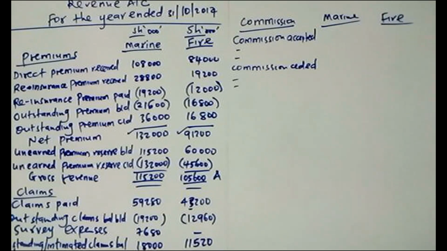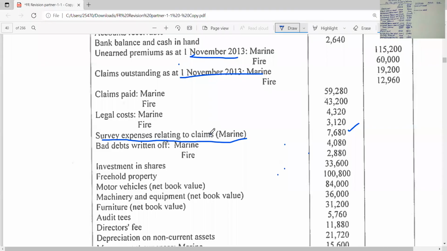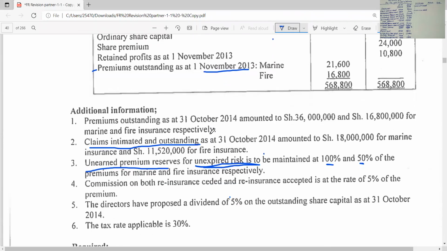Which means that it would be based on the reinsurance premium received, because now you will be paying out the commission. They said that the commission on both reinsurance ceded and reinsurance accepted is at the rate of 5% of the premiums.